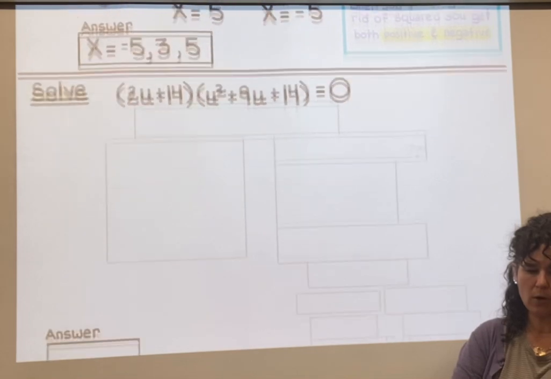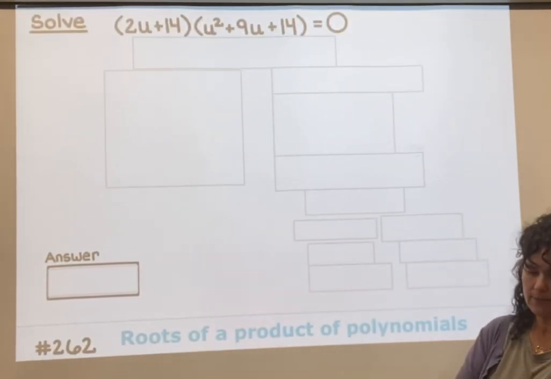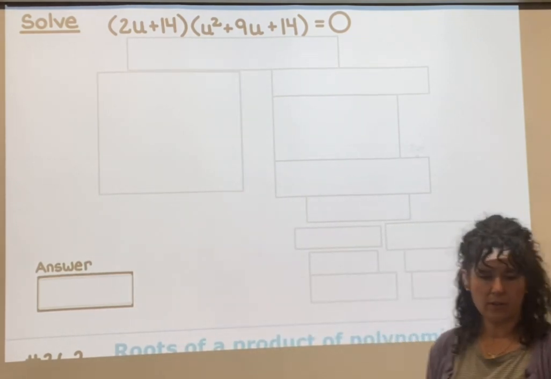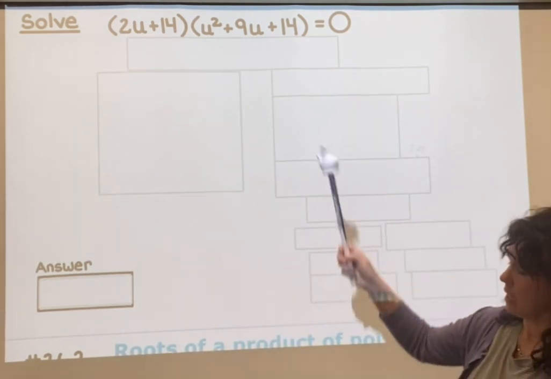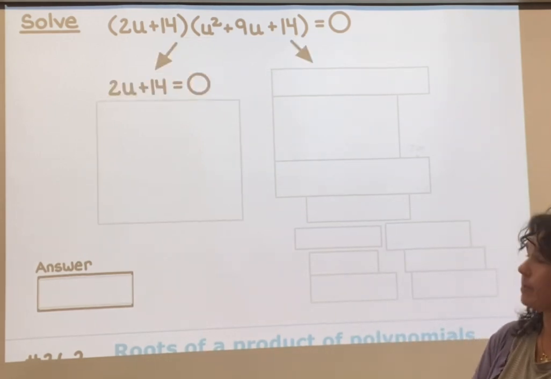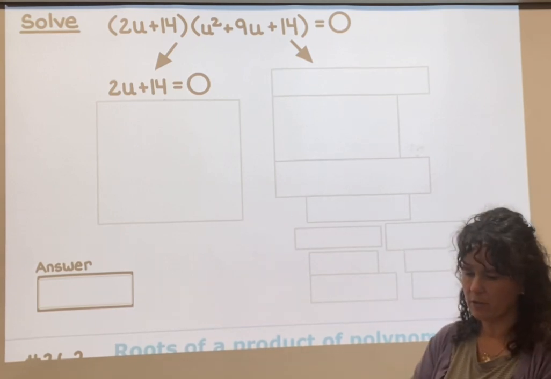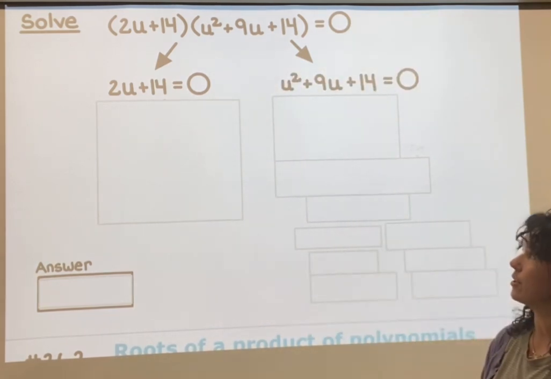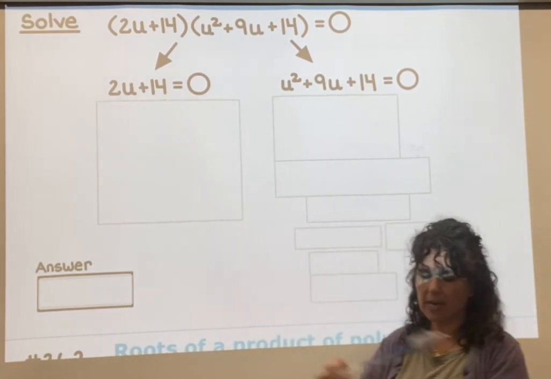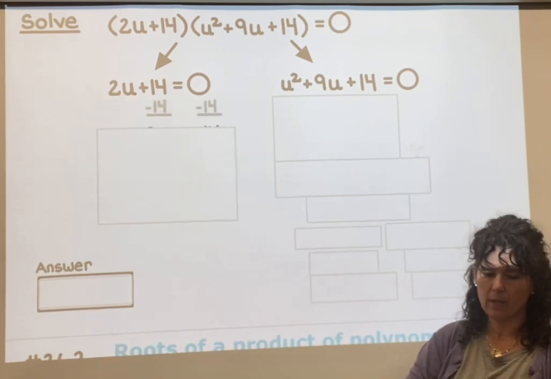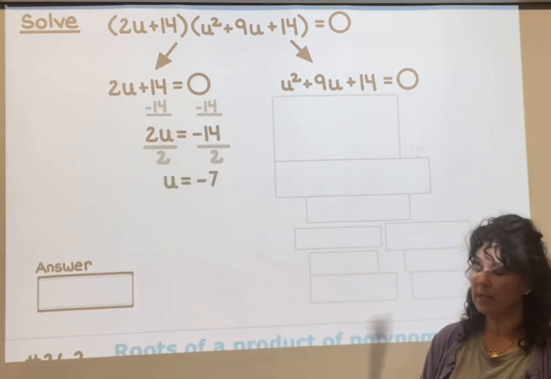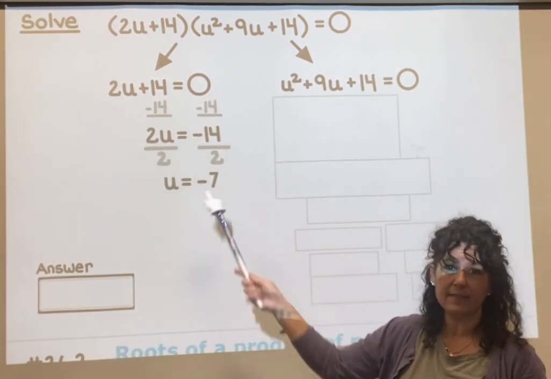Let's look at just one more example. In this one, I want to solve, and again, I have two things multiply together equal 0. I'm going to set each of these factors equal to 0. So I'm going to set the 2u plus 14 equals 0, and this quadratic here equals 0. The one on the left is going to be a little quicker to solve. Let's go ahead and subtract 14. And then I have negative 14 there. Divide both sides by 2, and I end up with u equals negative 7.